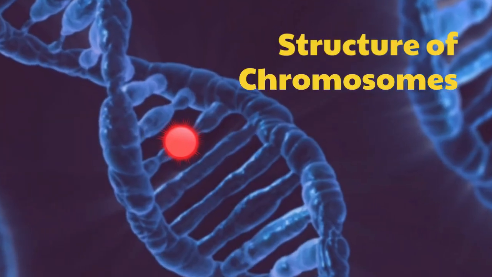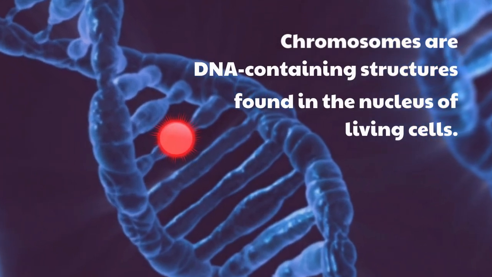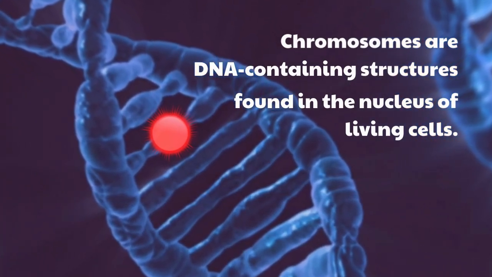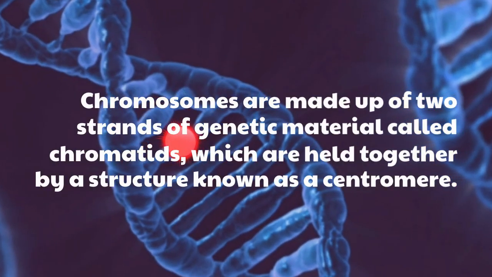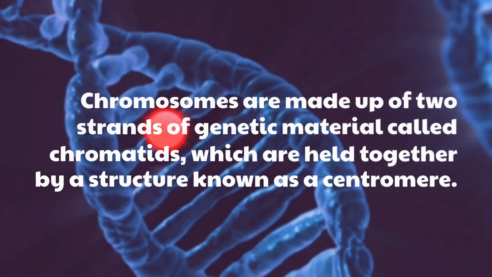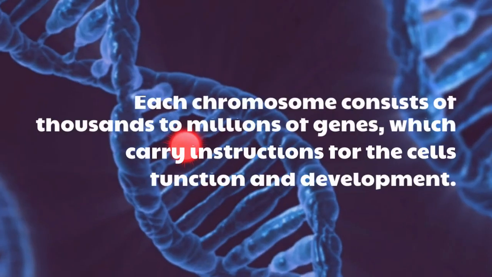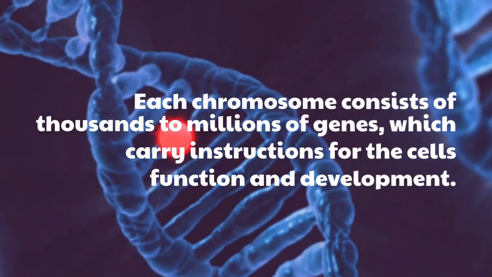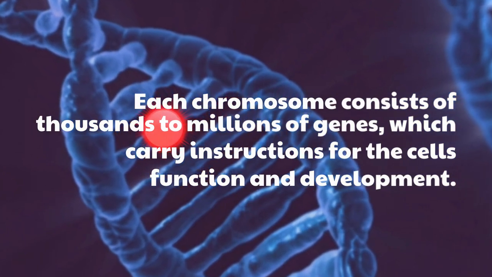Structure of chromosomes. Chromosomes are DNA-containing structures found in the nucleus of living cells. Chromosomes are made up of two strands of genetic material called chromatids, which are held together by a structure known as a centromere. Each chromosome consists of thousands to millions of genes, which carry instructions for the cell's function and development.